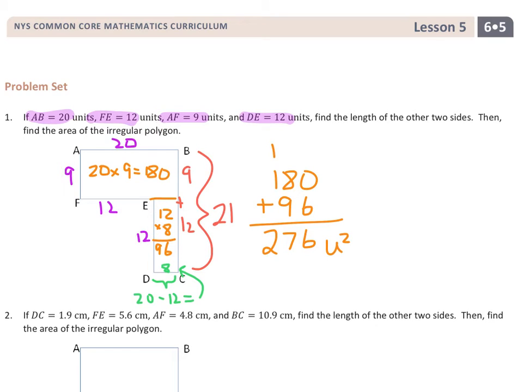But for this one, I need to figure out the length of this line, and this is its opposite. So D to C can be found by taking A to B and subtracting F to E.